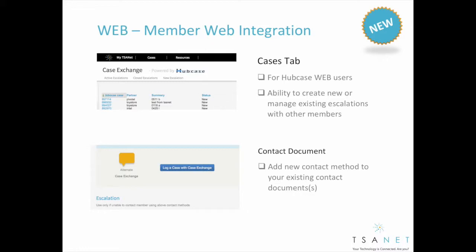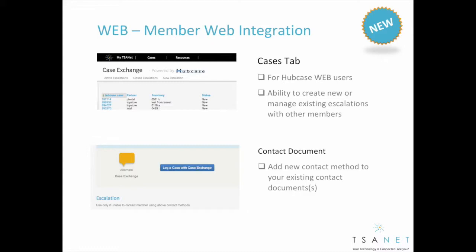Just a quick example then of how this works on the web. If you're using a web interface, the first thing is you're using that through the TSANet member web. Once you're activated, a cases tab will show up in the TSANet member web navigation. When you select that, you see a view of your open escalations. You can create a new escalation. You can also view history as well.